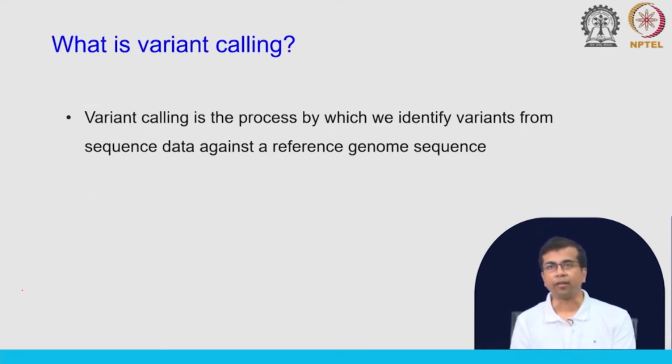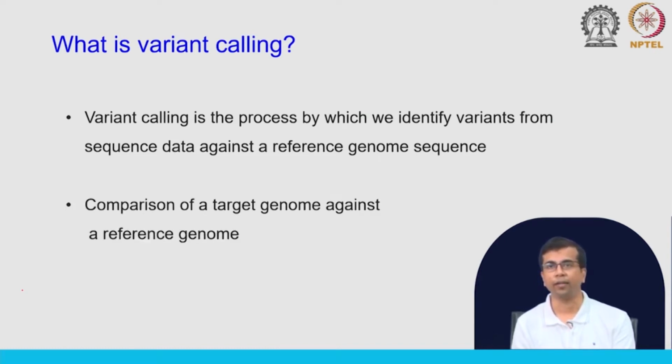Okay. So, what is variant calling? So, variant calling is the process by which we identify these variants from the sequence data that we have against a reference genome sequence. So, we need the reference data, we do the mapping and then we do the variant calling. And as you can probably understand from this, this is a comparative analysis, which means we do a comparison of a target genome against a reference genome.